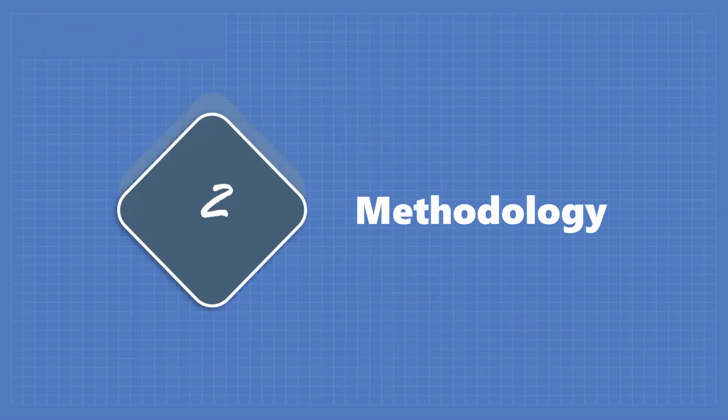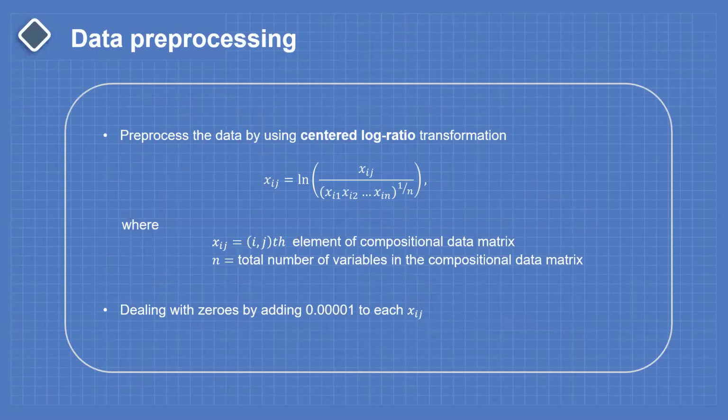Next, let us proceed to the methodology. Since our dataset consists of compositional data, we pre-process our data using a centered log-ratio transformation by the following formula, where x_ij is the ij element of the compositional data matrix, and n is the total number of variables in the compositional data matrix. To avoid division by 0 in the log function, we add 0.00001 to each x_ij. Next, let me pass it to my friends.